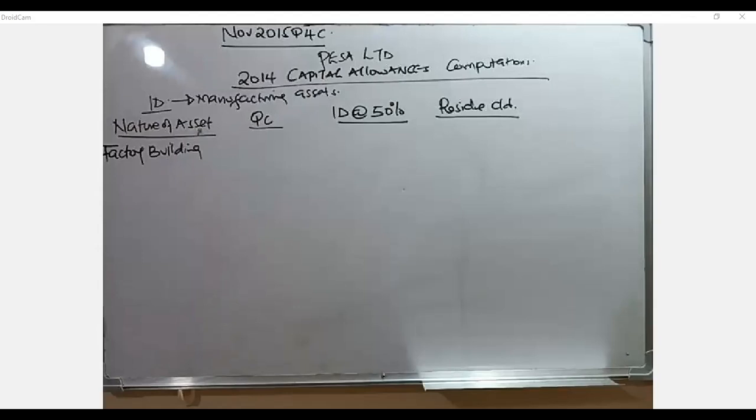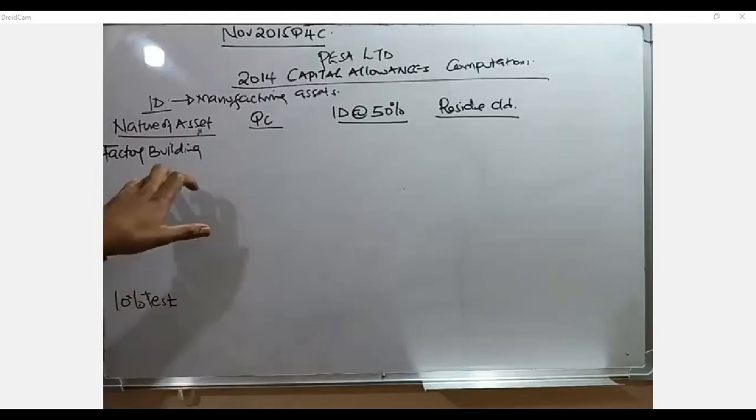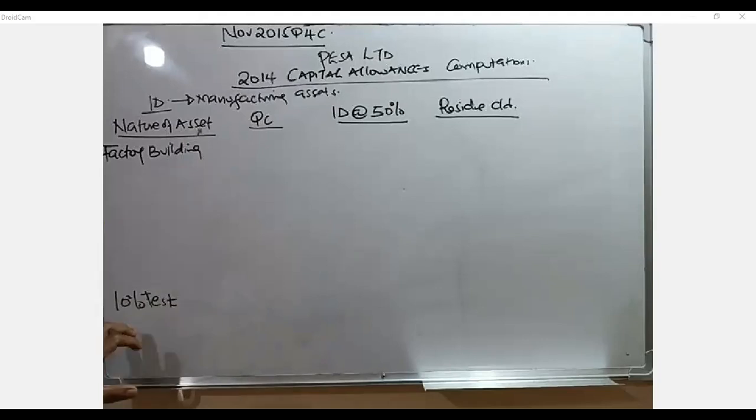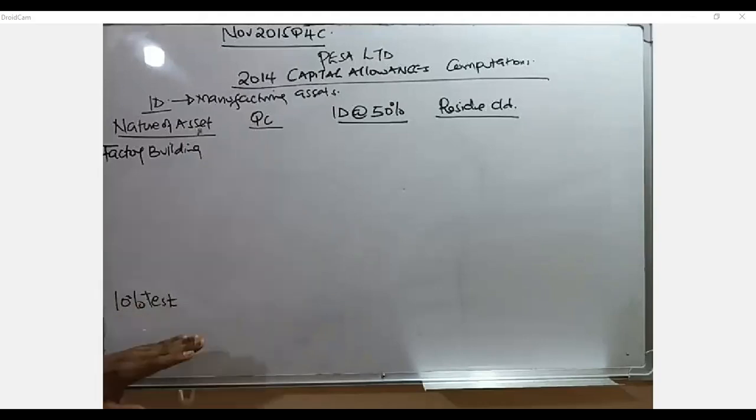So how am I going to do this? I am supposed to check on the 10% test. I take the 10% test to know whether I will take the whole qualifying cost given for the factory building, or I will subtract these assets because they qualify for IBD. If the total amount of these assets is greater than 10%, I subtract them; if it is less than 10%, we put the whole amount here. Let us check on this first.